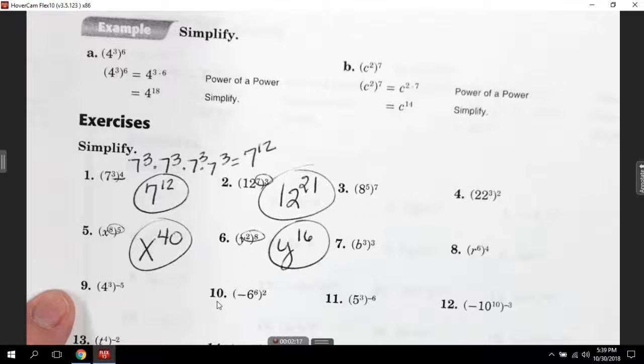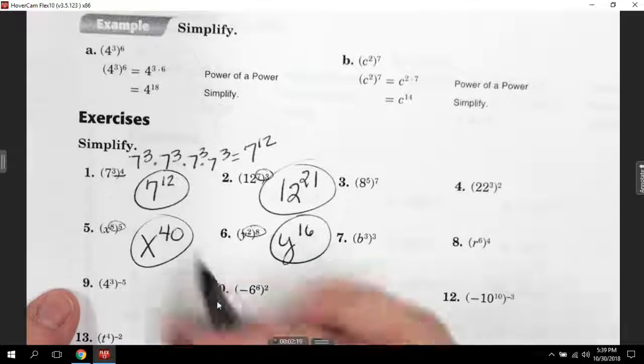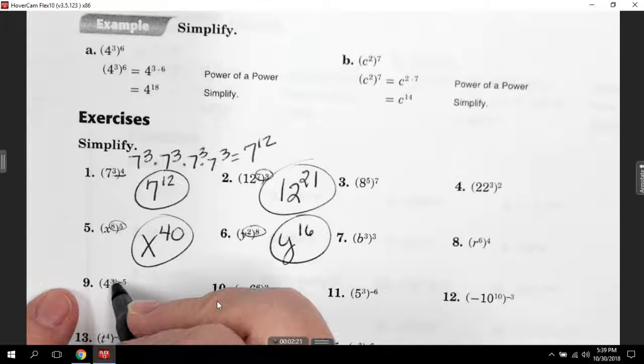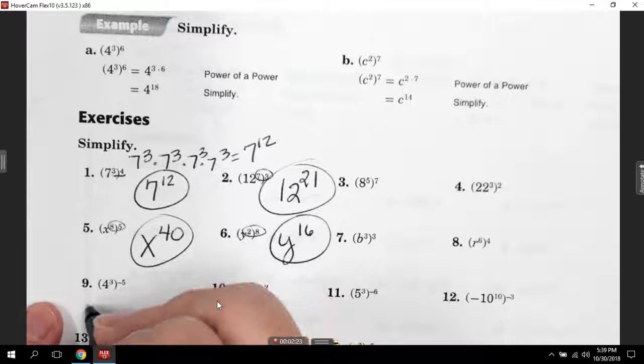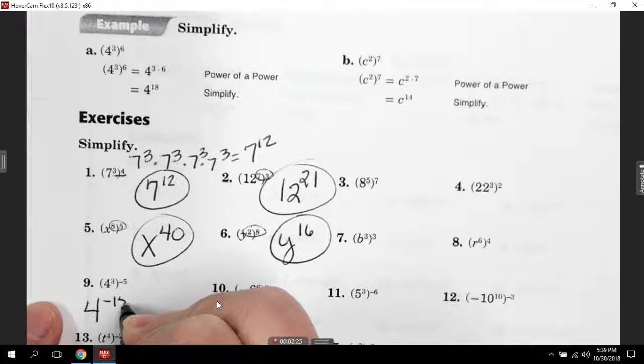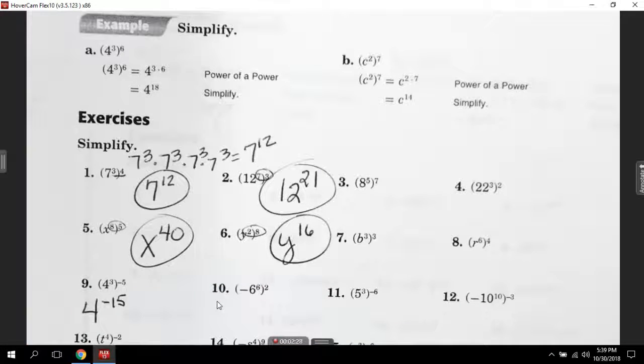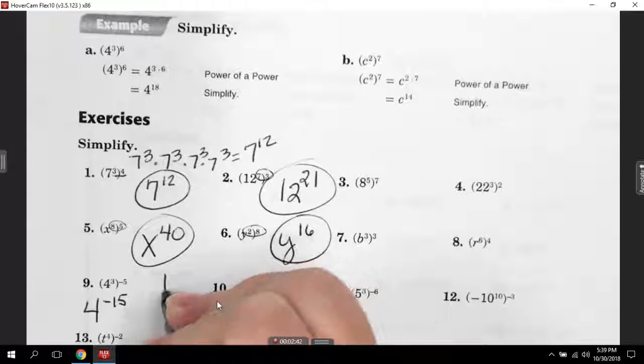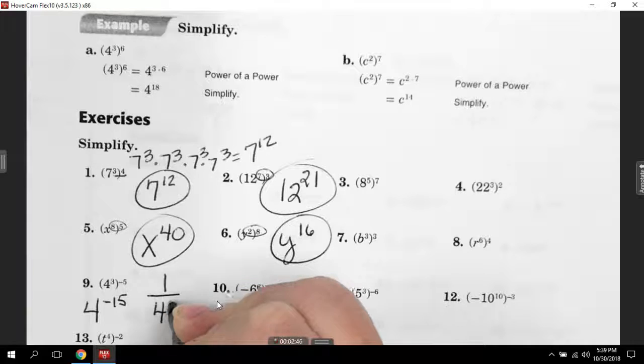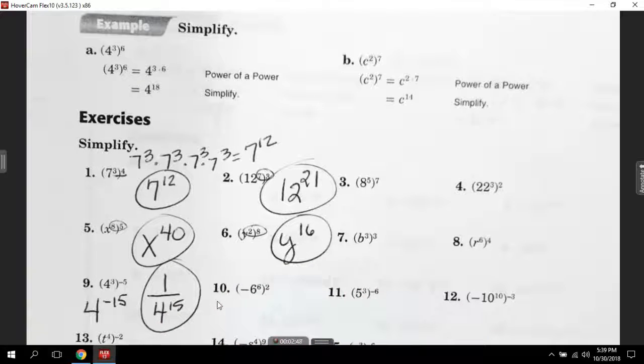All right, problem number 9. If we multiply the exponents, 4 to the 3rd raised to the negative 5th, that's going to be 4 to the negative 15th. Our directions did not specifically say to write it with negative exponents, so we're going to fix that. And we know from 9-4, in order to write this with a positive exponent, we change it to its reciprocal. 1 over 4 to the 15th power.